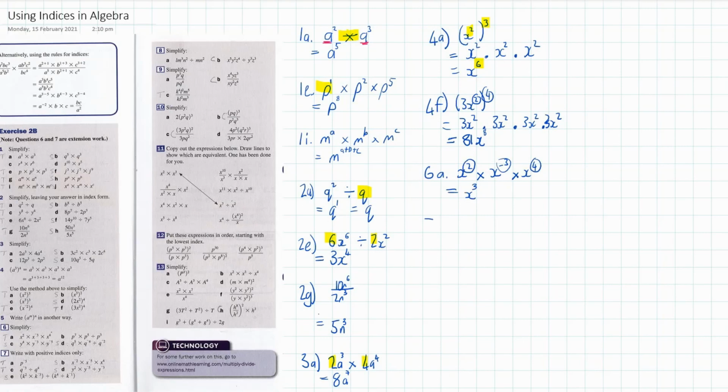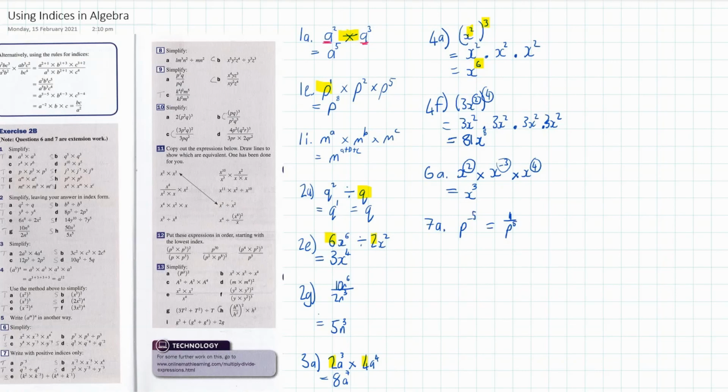Number 7a, writing with a positive index. Now, I'm given p to the minus 5. Oh, goodness gracious me. p to the minus 5. Like so. And I remember, because I was listening, that that is the same as 1 over p to the power of 5. So, remember from last week how to convert negative to positive indices.